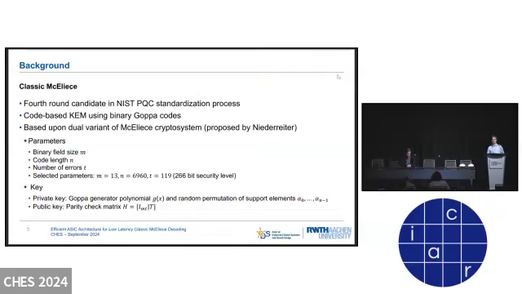For a little bit of background on Classic McEliece. Classic McEliece is a key encapsulation mechanism that is a 4th round candidate in the NIST PQC standardization process. It is a code-based KEM and utilizes binary Goppa codes and is based on the asymmetric McEliece cryptosystem, or rather a dual variant of this system proposed by Niederreiter. The underlying cryptosystem allows, among others, for the selection of parameters, binary field size m, code length n, and number of errors t.